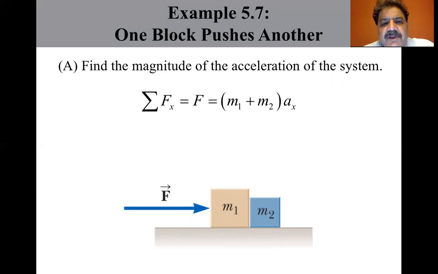The sum of the forces in the x direction equals the sum of the masses, m1 plus m2, times the acceleration in the x direction. Apply Newton's second law to the combination in the x direction to find the acceleration. Acceleration in the x direction is equal to the force divided by the sum of the masses, m1 and m2. Now, the acceleration is the same as that of a single object of mass m1 plus m2 subject to the same force.